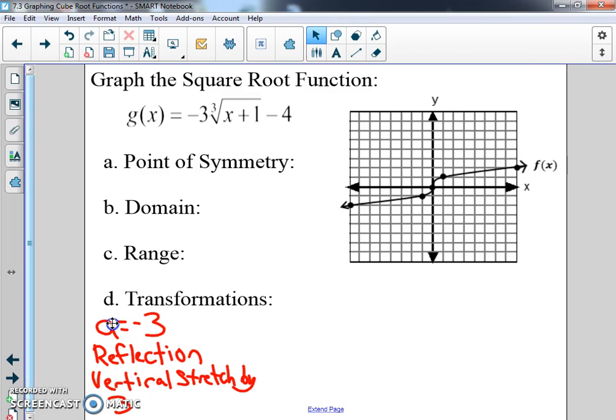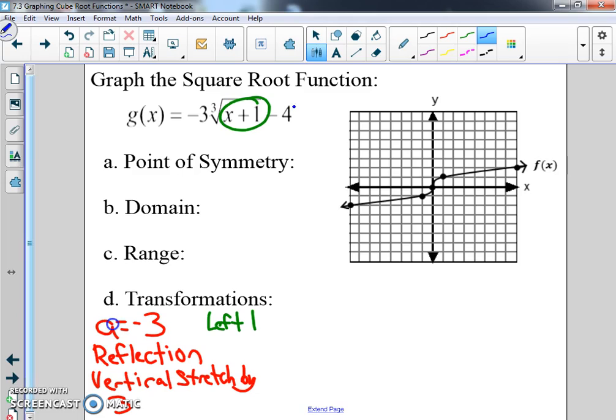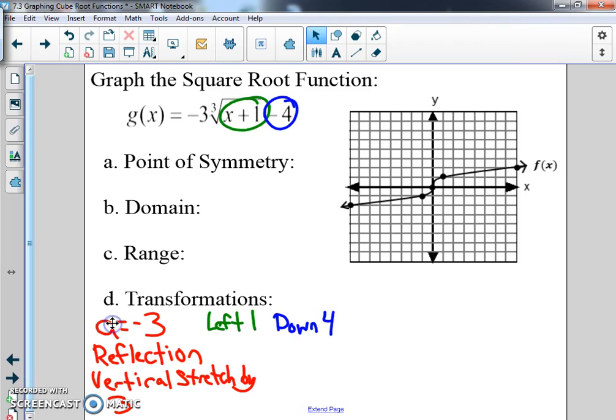We see that we have this x plus 1 under the radical sign. That is going to tell us we're going to go to the left 1. And then looking outside the radical sign, we see this minus 4. That's our k value. So we are going to go down 4. Since my original point of symmetry was at 0, 0, and I have a transformation to the left 1 and down 4, my new point of symmetry will be negative 1, negative 4. And I can go ahead and graph that.